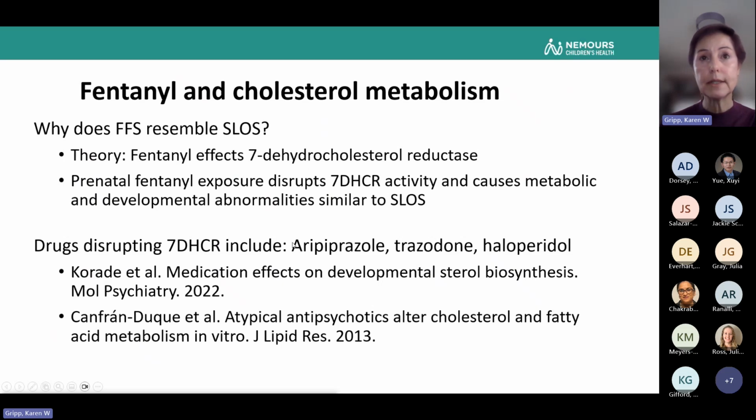Interestingly, there is some precedent that there are drugs that can disrupt cholesterol metabolism. And this is work that was done by the Corrado lab that showed that indeed there are medications that can affect steroid biosynthesis.